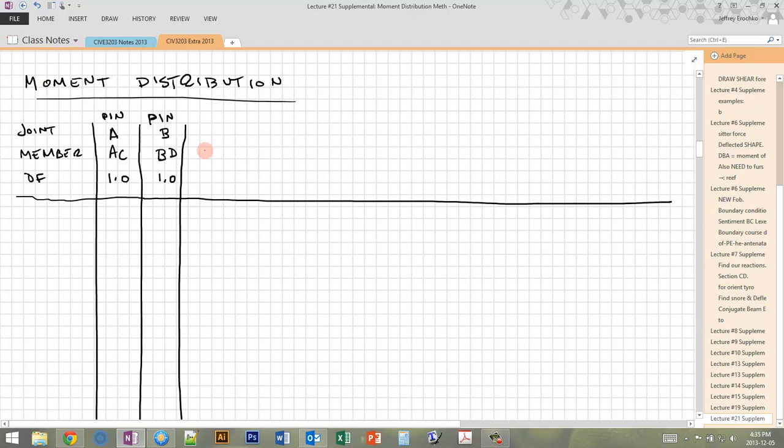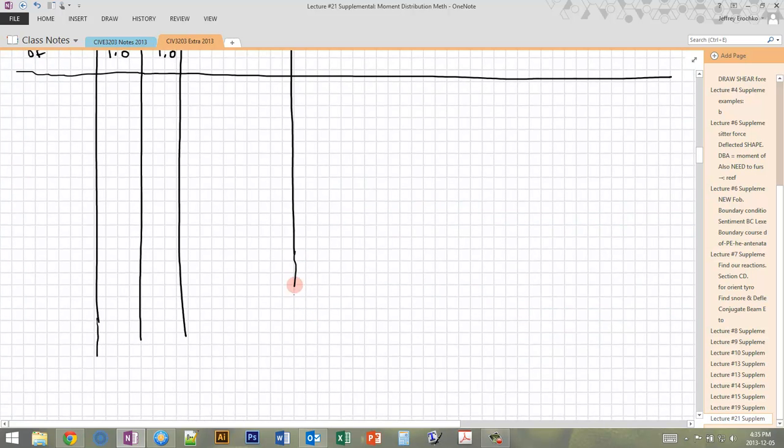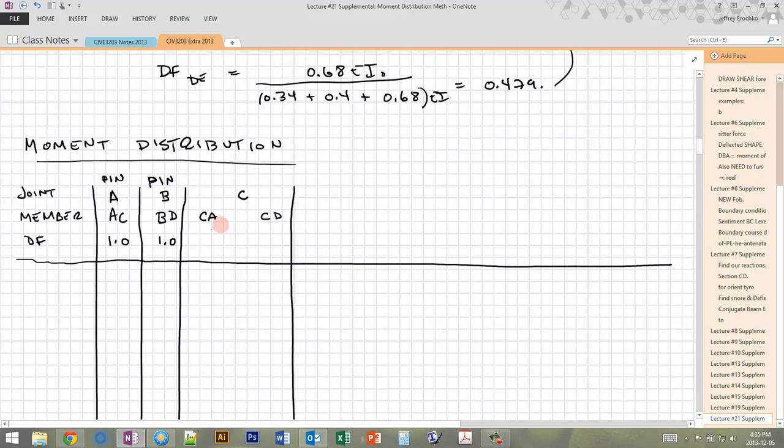The next joint is joint C, and we have two elements framing into joint C. There's CA and CD, and this is joint C. Okay, so let's draw our vertical line. Okay, and our distribution factors, which we calculated, were 0.595 and 0.405. So it's very handy to have these distribution factors in the table.